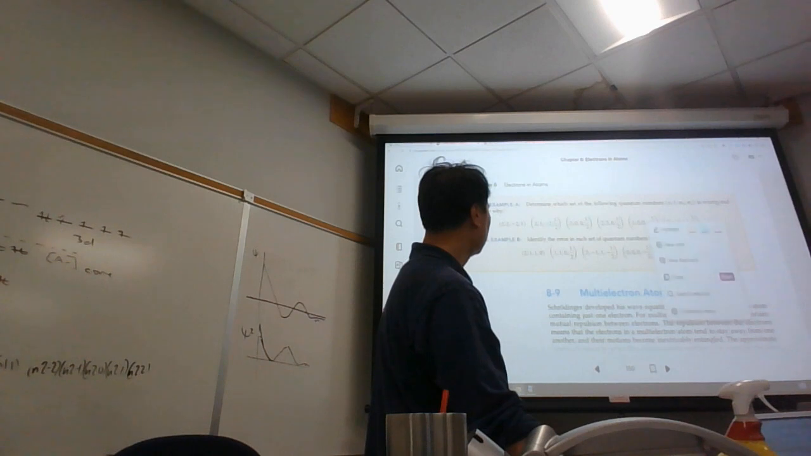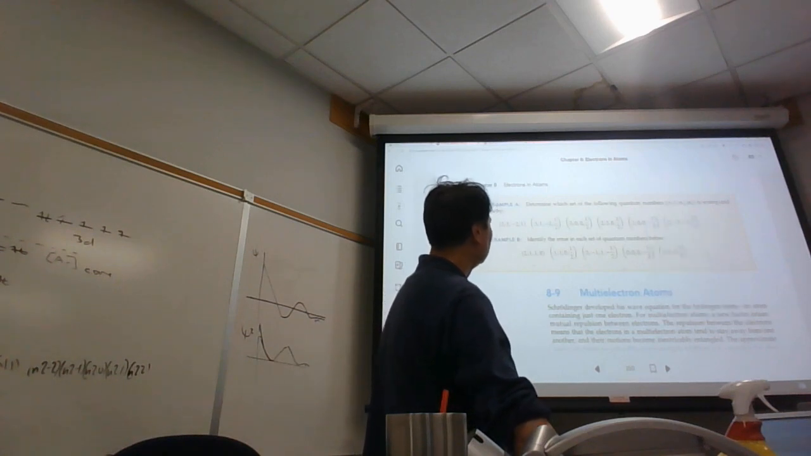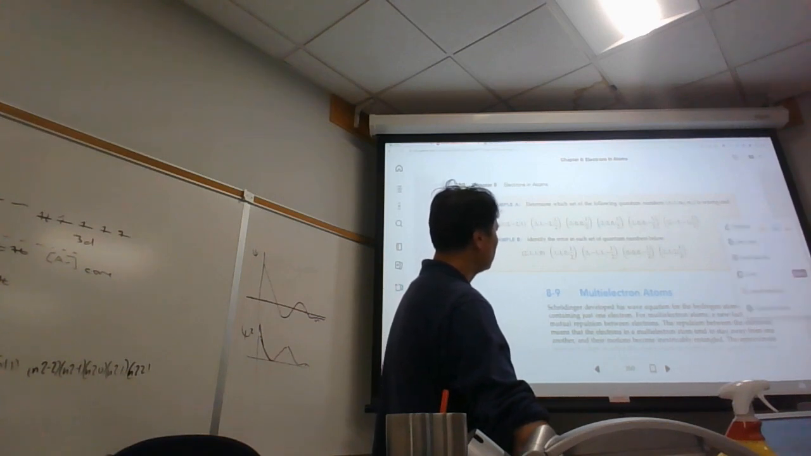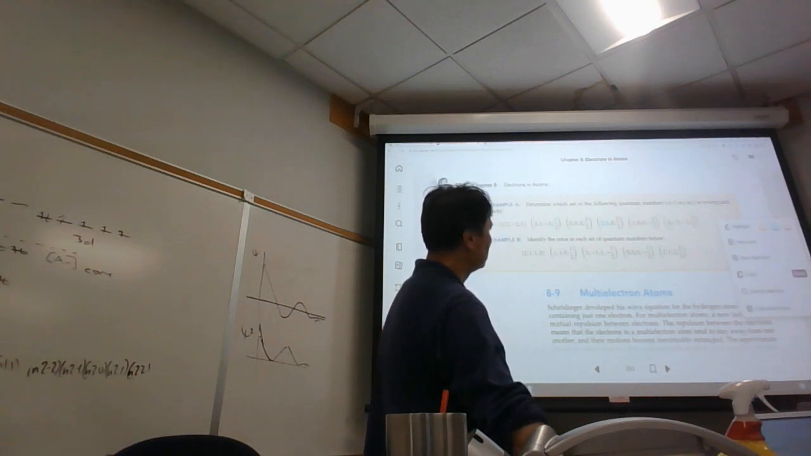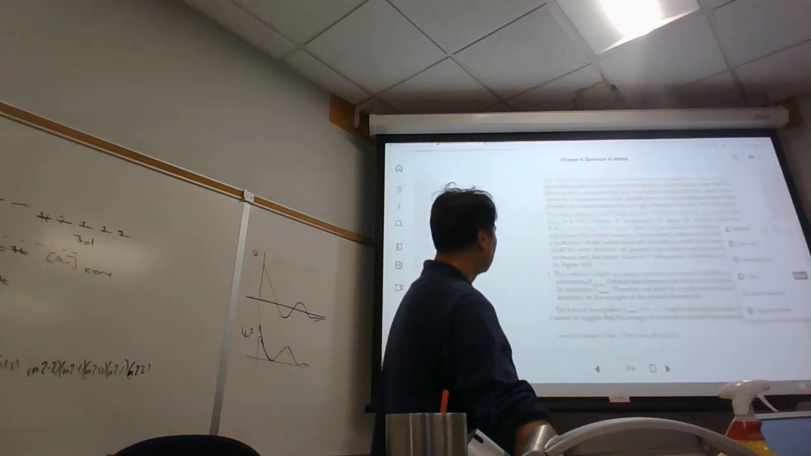I call this M. So N and L are okay. This would be a 3p orbital. But is there -2 for a 3p orbital? No. How about this one? This is a 3s orbital, no problem. The electron spin is fine. This one? No, this would be a 2f orbital. A 2f orbital doesn't exist. How about this one? This one's fine. 1s orbital spin down. How about this one? There's no such thing as -1. Okay, that's good.